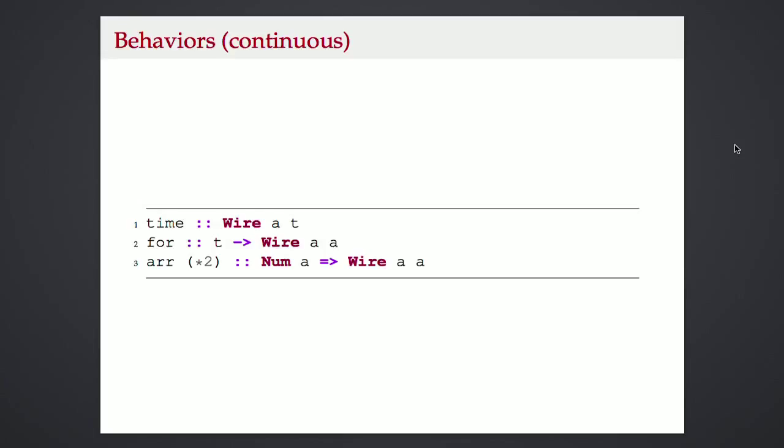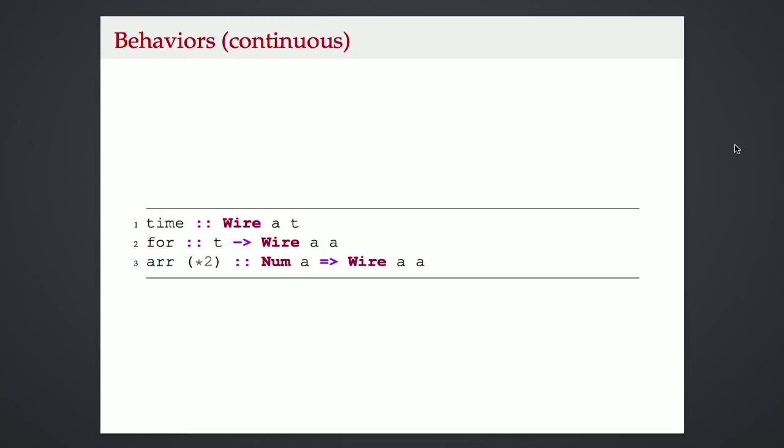Netwire provides us with a bunch of default behaviors that we can leverage. Most interestingly, we have a function called time, which is, as you might imagine, a value that is strictly increasing over time. I should say as well that wires are locally stateful, so that's why we can have values accumulating in wires. So time will simply output, goes from A to T, much like an arrow from A to B. This wire takes A's and gives us T's, where T here is the time.